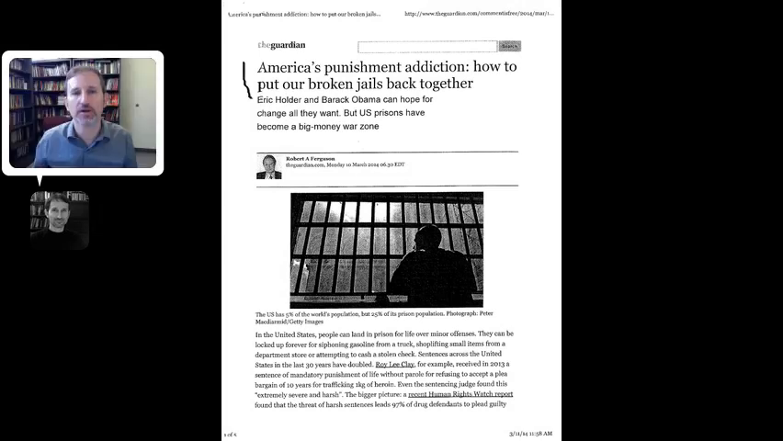That ran in The Guardian a few years ago. The idea that we have a punishment addiction, that these days we incarcerate, as I said, more citizens than any other nation, and that it's big business. And there are companies now, private companies, that build prisons, and so they have an interest in having more and more prisoners. But again, does this work as a policy?